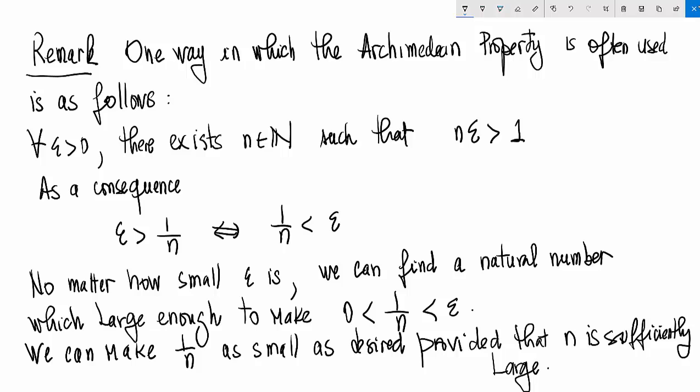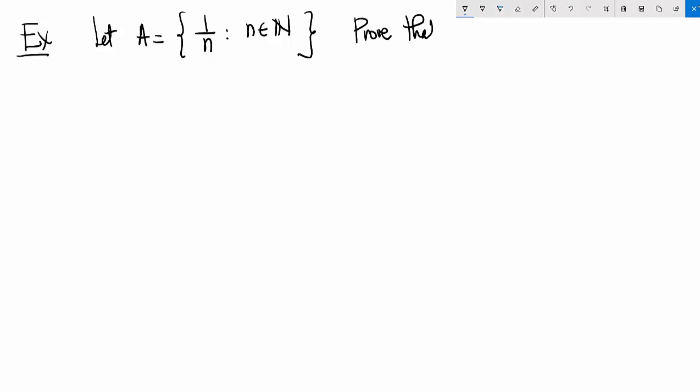Okay. All right. So more on the concrete stuff. I know you guys like concrete stuff, concrete examples, stuff that you can put your fingers on. Let's look at a concrete example. Let A be the set of all numbers of the type 1 over n, such that n is a natural number. And we want to prove that the infimum of A is 0.